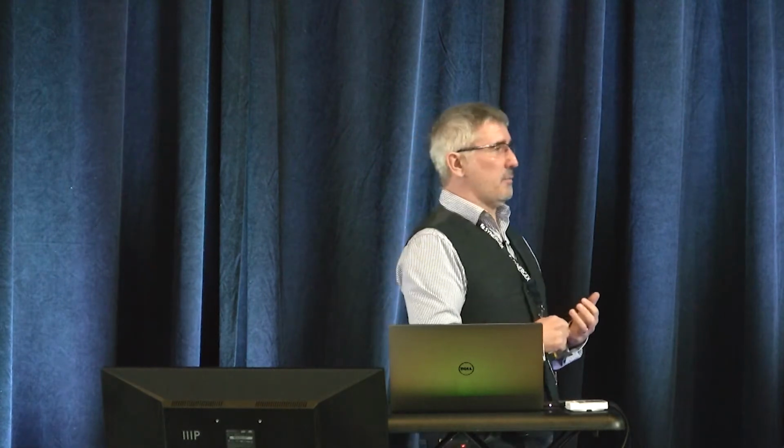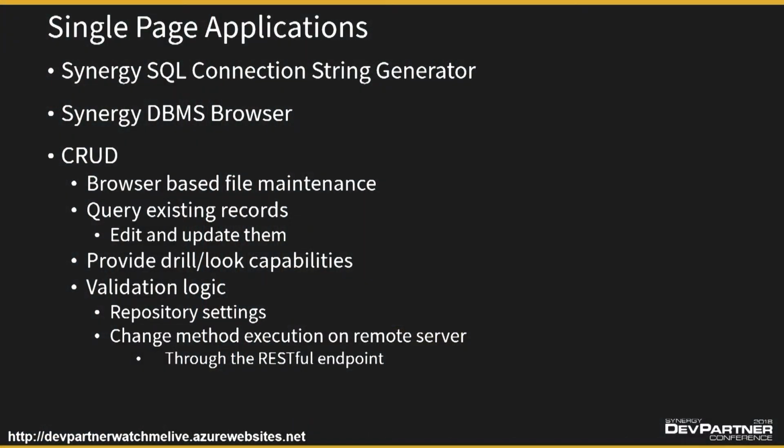We'd also like to be able to do what our desktop applications do with drills and lookups and validation. And a lot of the validation logic will be in our repository, especially if you come from a toolkit environment, or if you've not, you can add that validation in to say a field's required. It has to be uppercase. It has to be between these values, things like that.